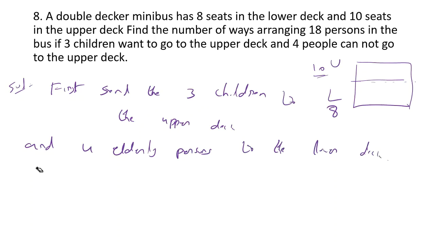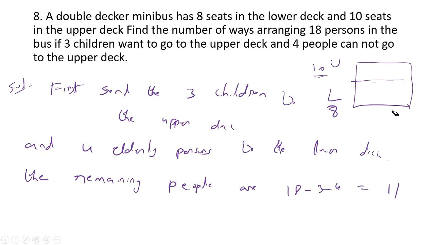So the remaining people are 18 minus 3 minus 4, which is equal to 18 minus 7, which is 11. So we have 11 more people who are waiting. Now out of these 11 people, we have to send 7 people to the upper deck and 4 people to the lower deck.